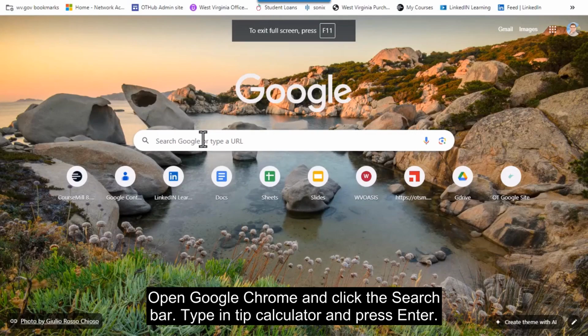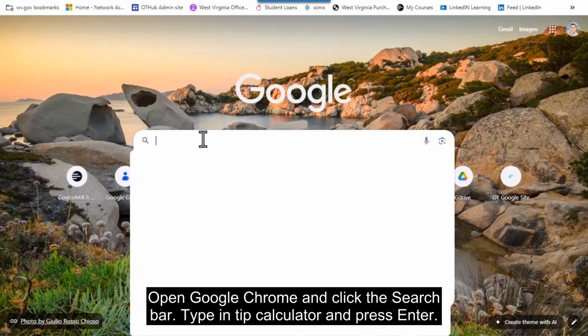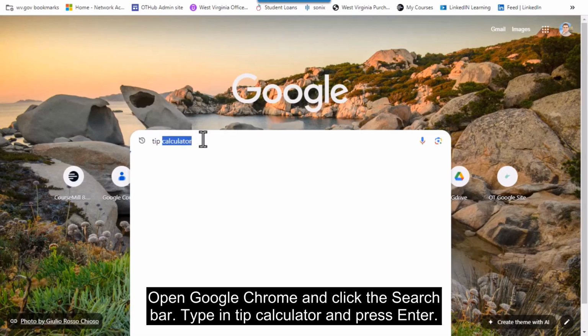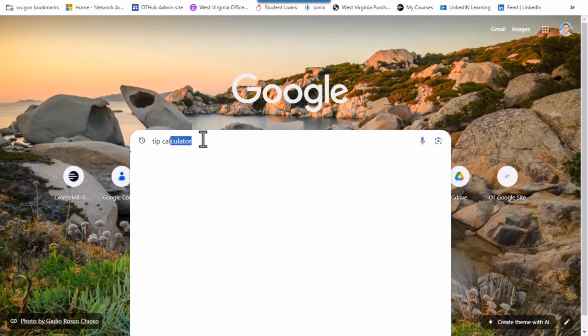Open Google Chrome and click the search bar. Type in tip calculator and press enter.